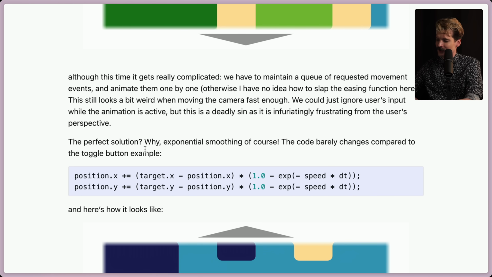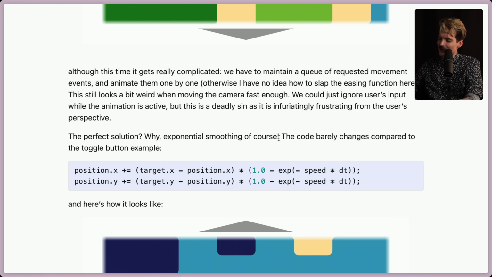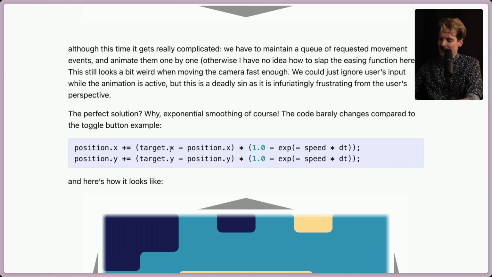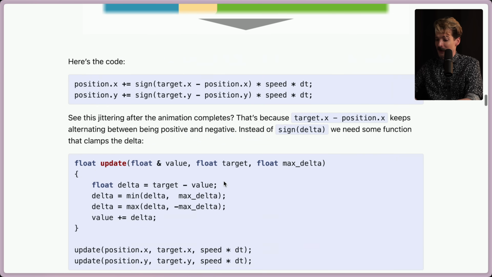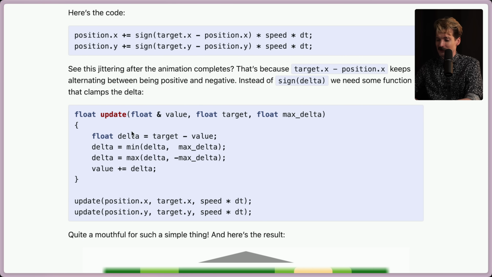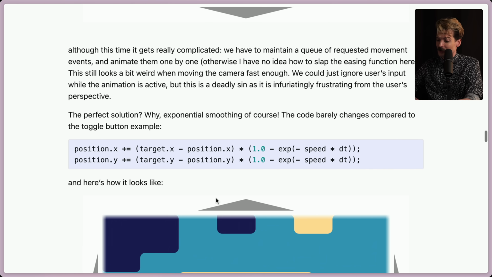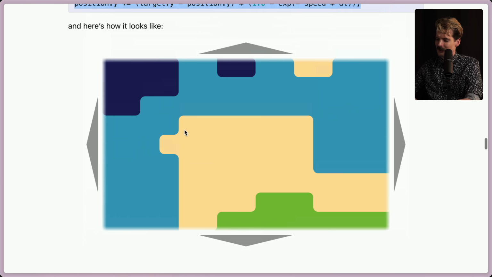So what's the perfect solution? Why, exponential smoothing, of course. The code barely changes compared to the toggle button example. Position.x plus equals the target x minus position x. Yep. It's actually nice and simple, especially when you compare it to the mess that was here with custom update logic, with clamping and everything. Just using the target position and the amount of time that you're intending for this to take as the core of how you reposition, really handy. Good stuff. And here's how it looks.